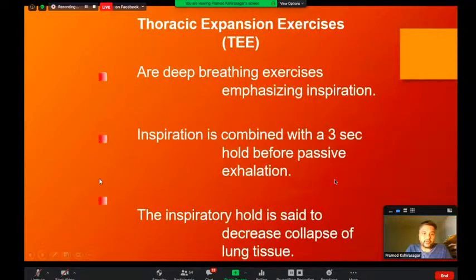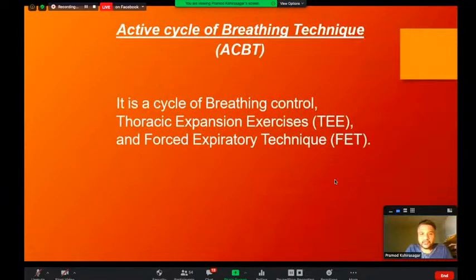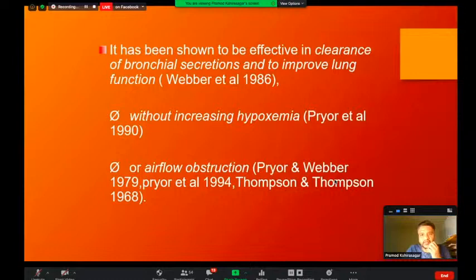So this is the active cycle of breathing technique. This is a very effective treatment in clearing the airway secretions. It has three phases: breathing control, thoracic expansion, and forced expiration techniques. It was developed by Webber et al. As you can see, it improves clearance without increasing hypoxia, and patients with airflow obstruction can perform this technique easily, which is why I commonly practice it.